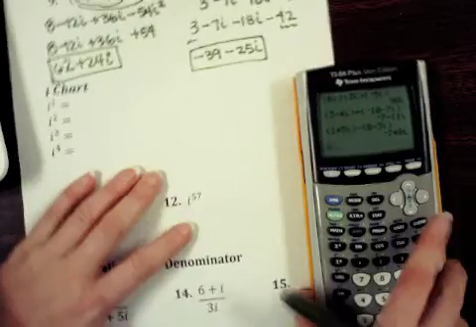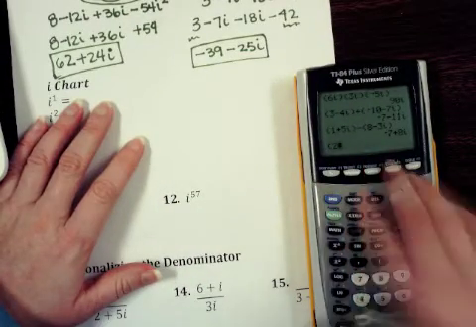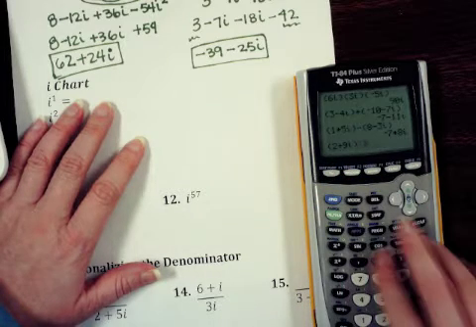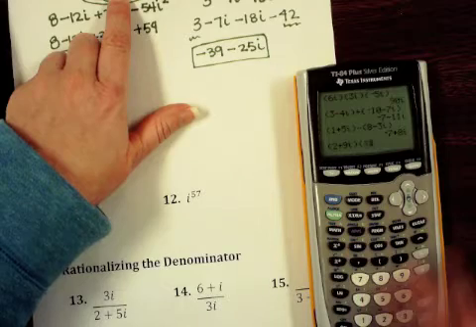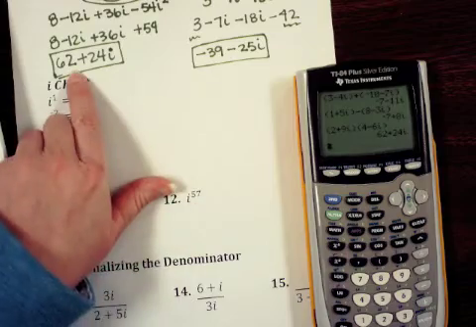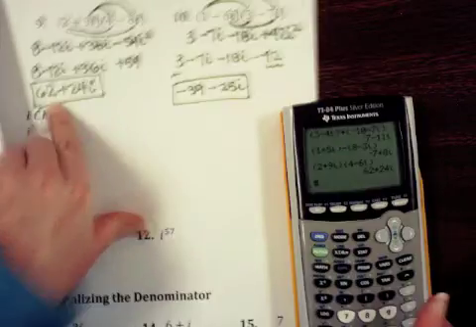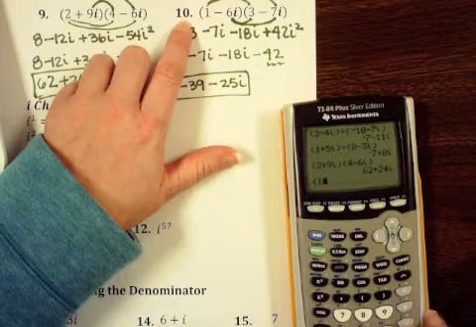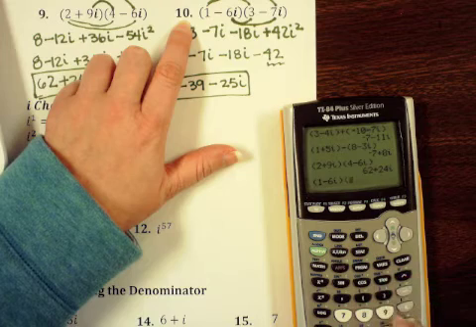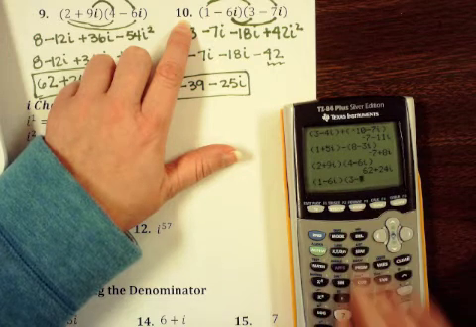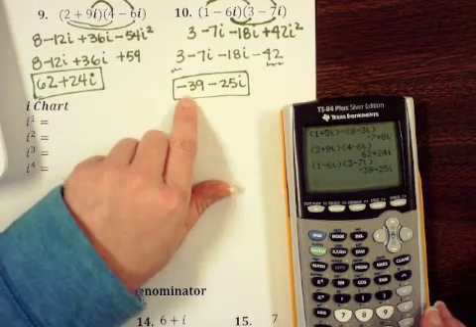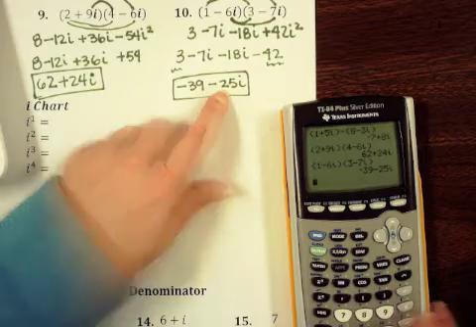Then number 9, parentheses 2 plus 9i, close parentheses because this is a multiplication, 4 minus 6i, and it gives you 62 plus 24i. And then my last one to check, 1 minus 6i, parentheses 3 minus 7i, and you get negative 39 minus 25i. Good.